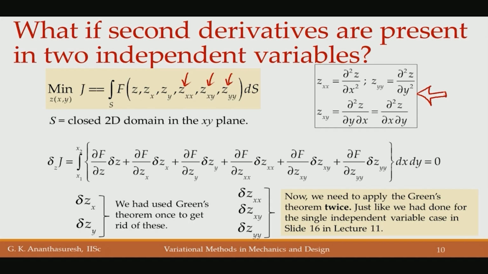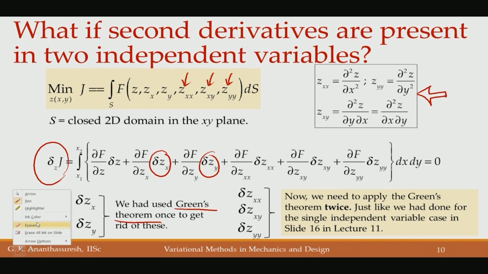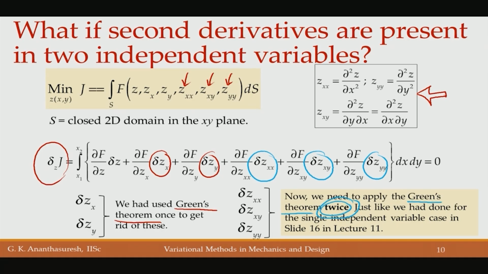Okay. Now, in order to arrive at the differential equation and boundary conditions, again take the variation with respect to z, we get everything, and to get rid of these two we apply Green's theorem and get to delta z. Now, if you want to get rid of these other terms, that is delta z xx, delta z xy, delta z yy, you have to apply Green's theorem twice.